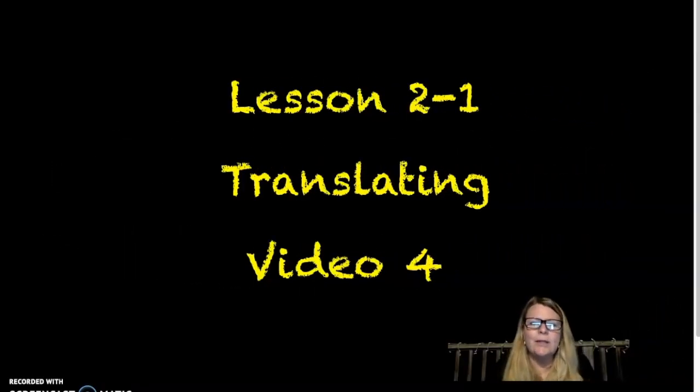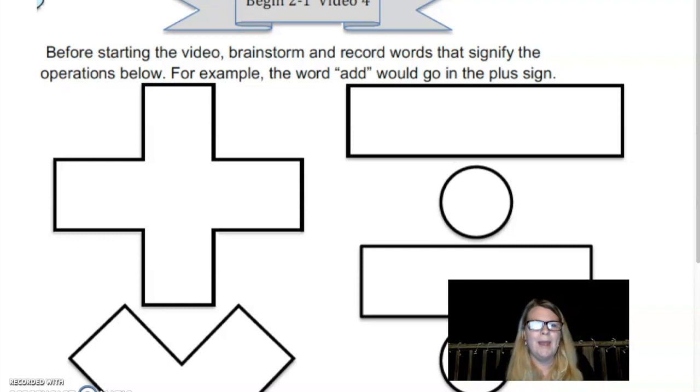Lesson 2-1, and this is video 4, the last one in section 1 of Unit 2. So we're going to be translating words and expressions into algebraic expressions. So let's go ahead and go to our first page here.